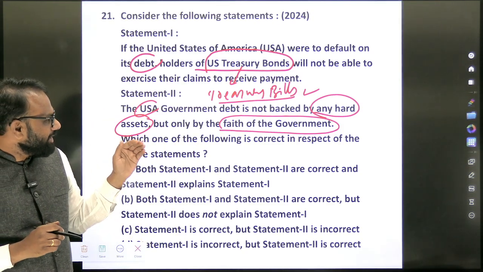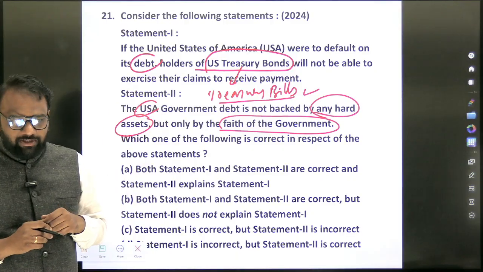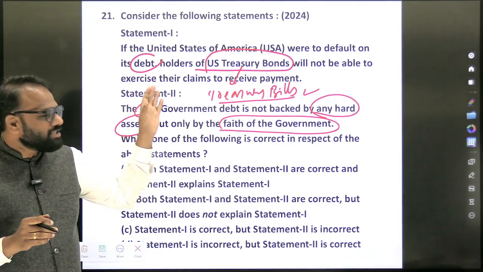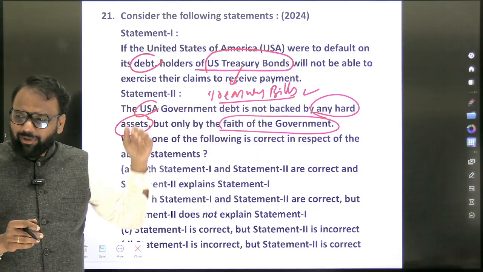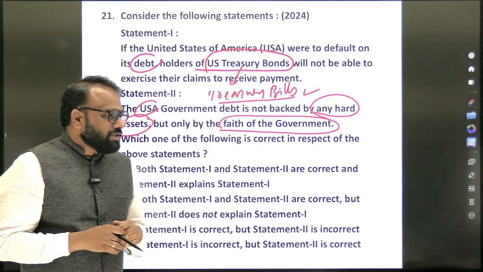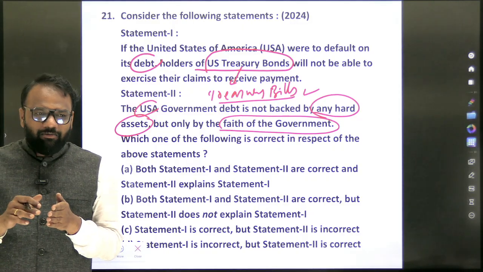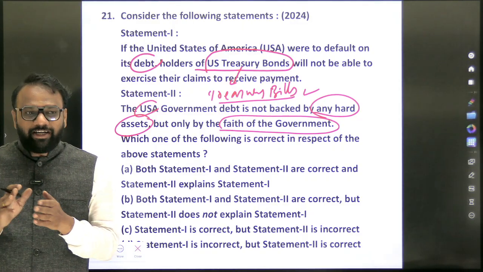Both are correct, and whether 2 is the correct explanation for 1? Yes. Okay. Now you are ready. Any government, whether they replace USA by any other country, it will be correct. Okay, it will be correct. Now see, instead of treasury bonds, if they insert there government securities or dated government securities.